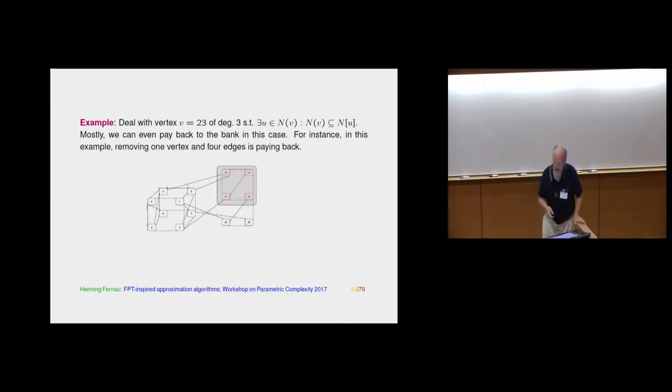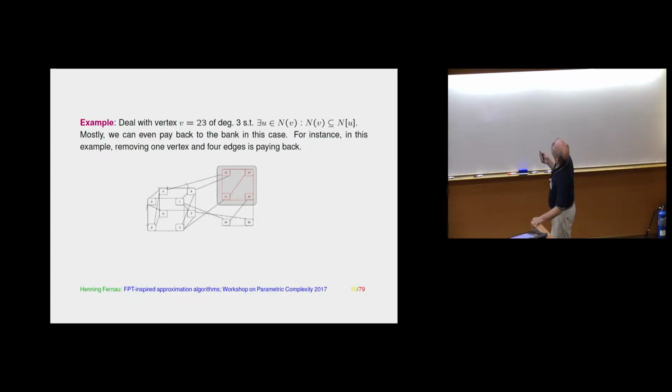And finally up there, there's another special situation. Namely, here we have a degree 3 vertex that satisfies this funny inclusion property in terms of neighborhoods. By the way, who is U here in this example? Just to get you with me. So if this is V here, who is U?